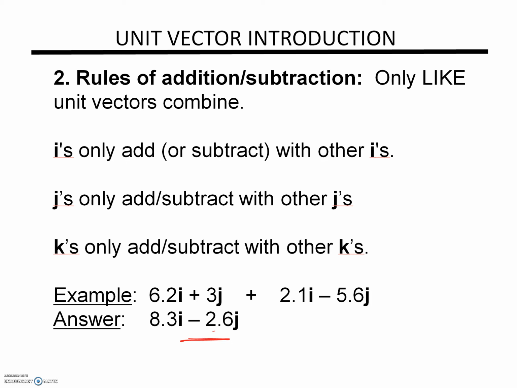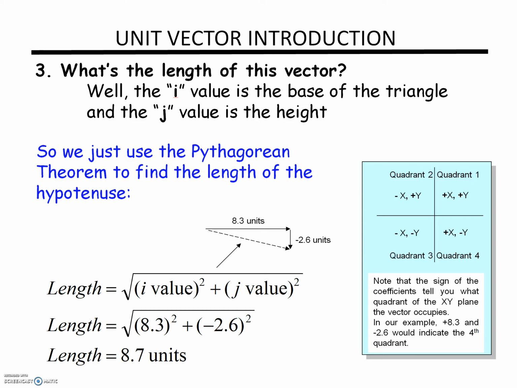Now, once we have our answer, we want to maybe convert back. Not always. This answer would be usable in an equation, but sometimes we do want to convert back. And how do we do that? What's the length of the vector? Well, as you see, it's just a right triangle. So all we need is the hypotenuse. And a lot of times it's good to sketch what you see.